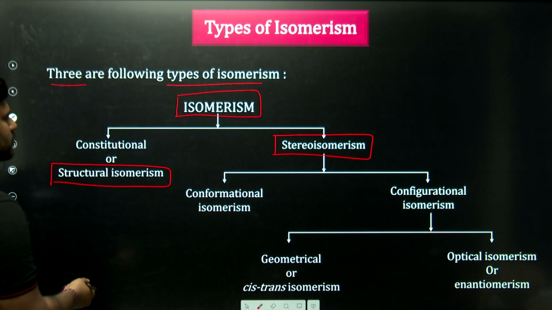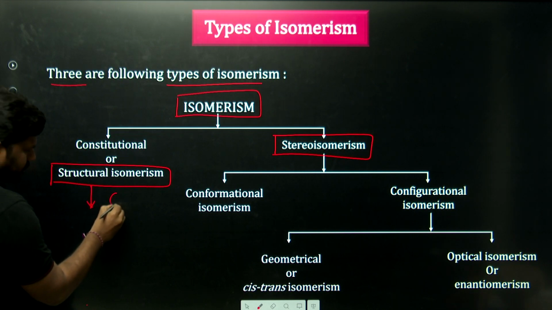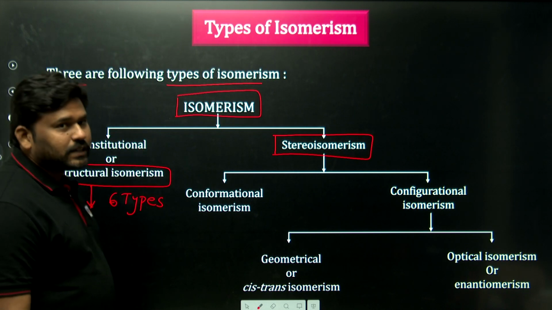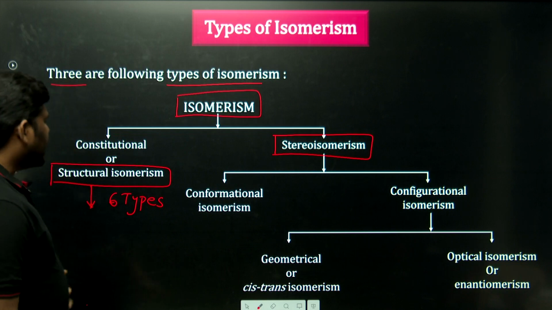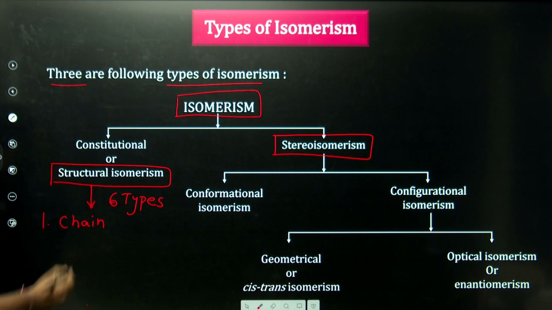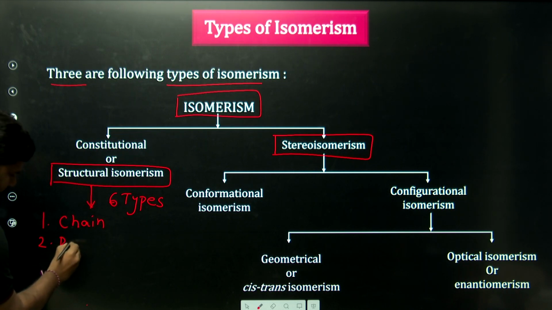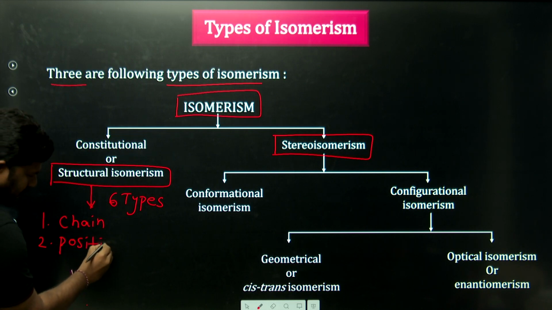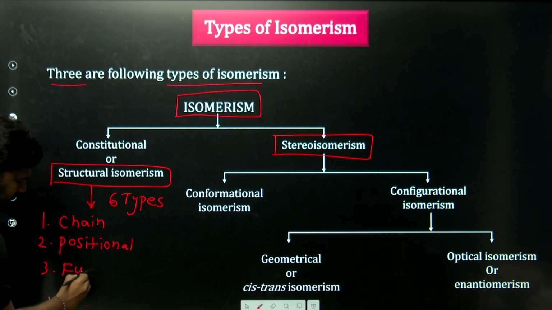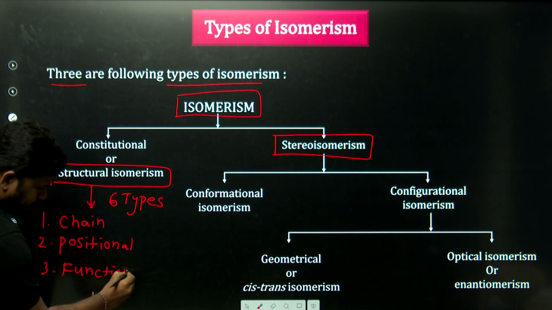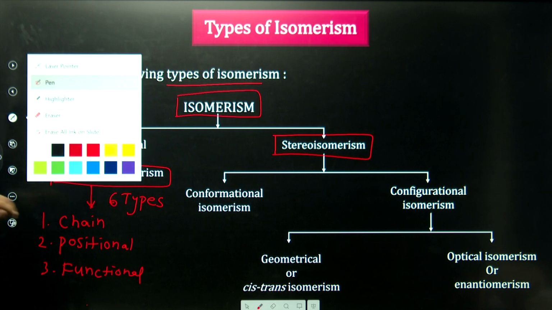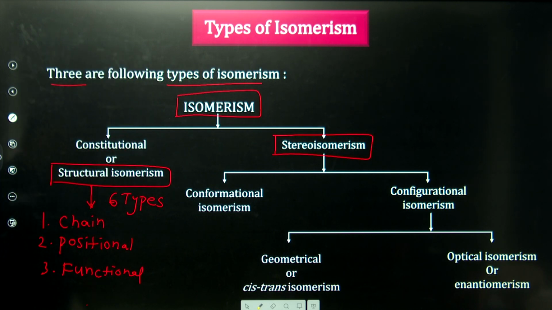Structural isomers are again divided into 6 types. What are they? Number 1, chain isomerism. Number 2, positional isomerism. Number 3, functional isomerism. So 3 are over: chain isomerism, positional isomerism, functional isomerism. These are types of structural isomerism.